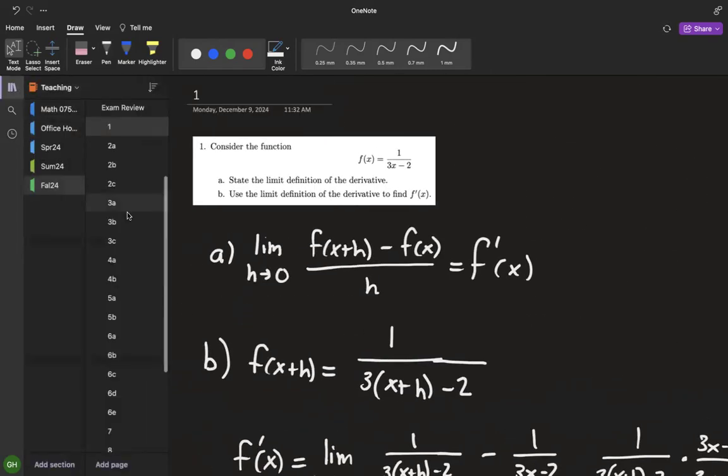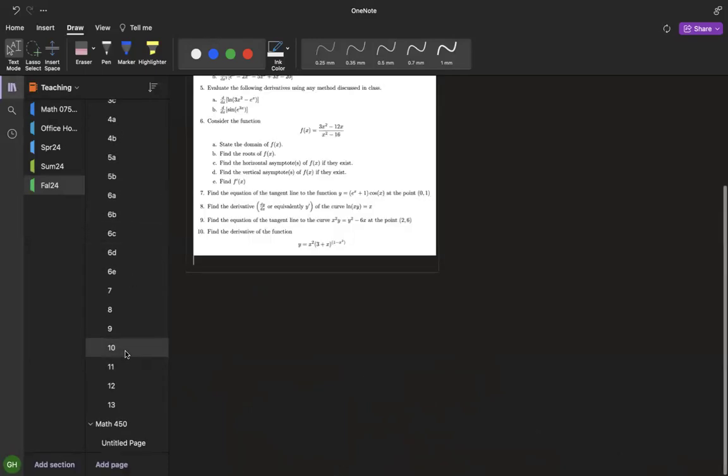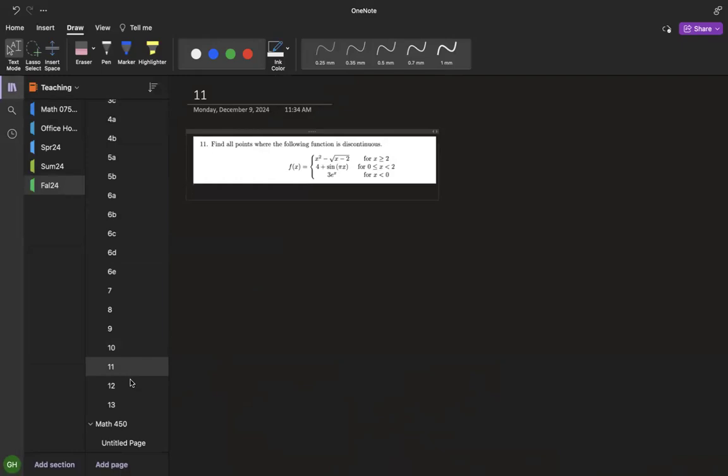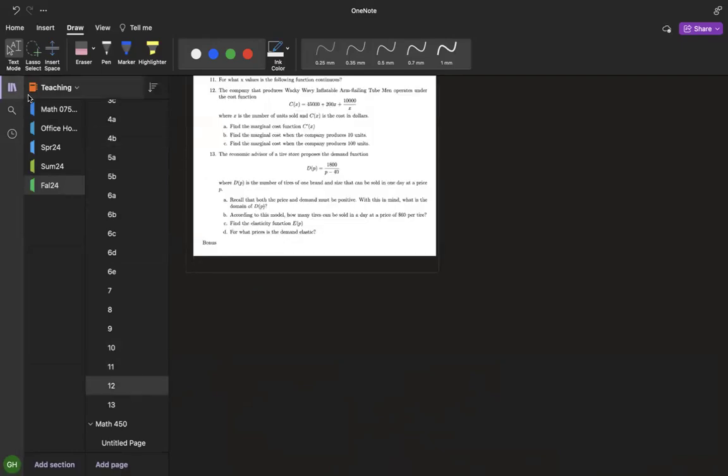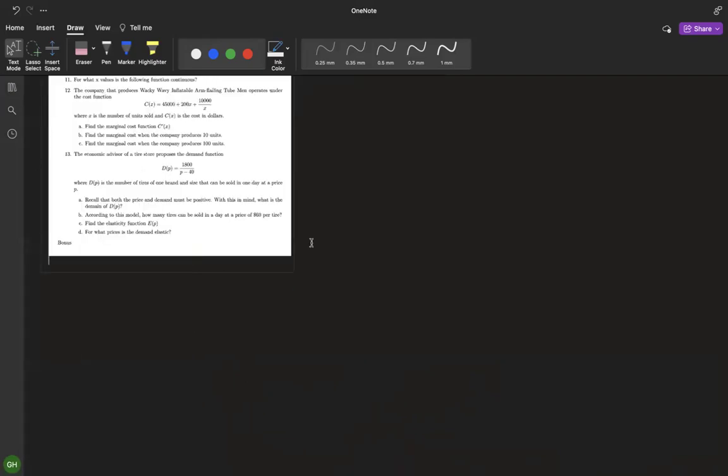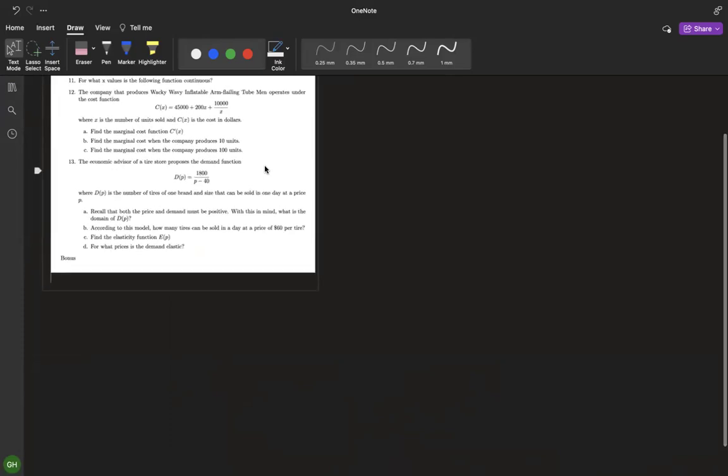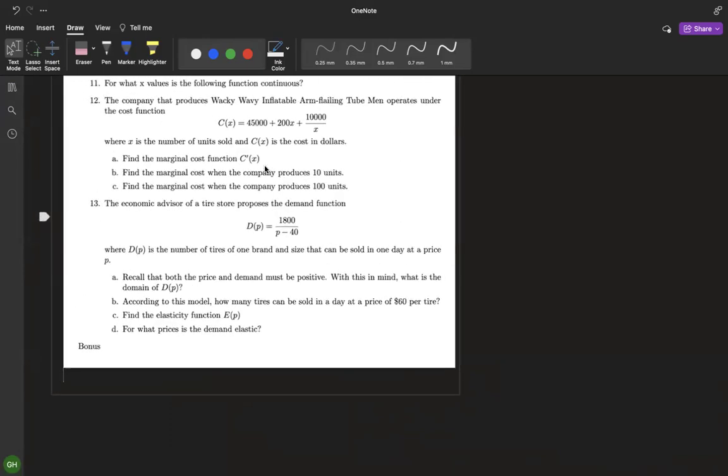So number 12 at the other end. The company that produces wacky wavy inflatable arm flailing tube men operates under this given cost function, where X is the number of units sold and C(x) is the cost in dollars. And our job here is to just find the marginal cost function and then find the marginal cost at a couple values.